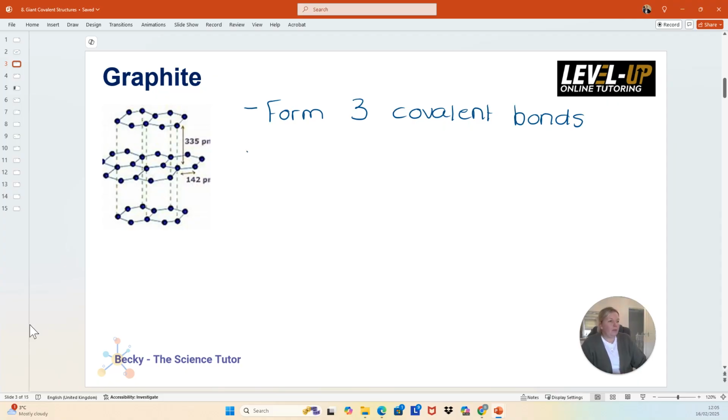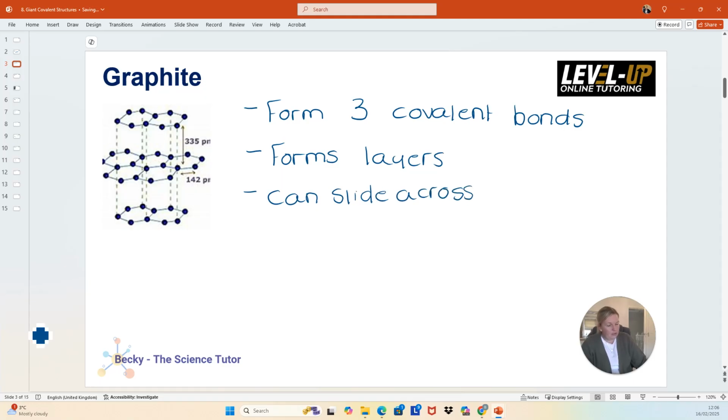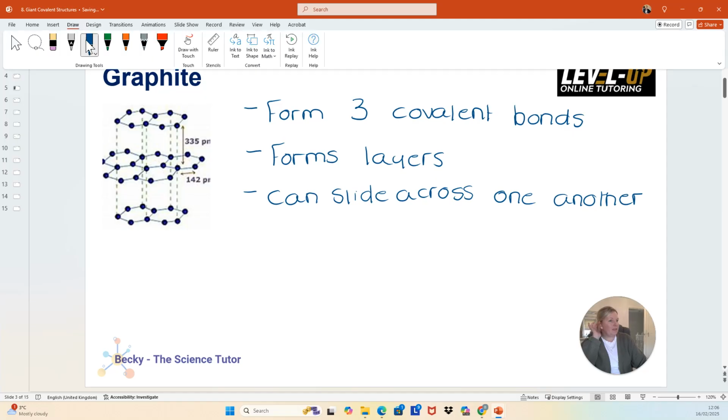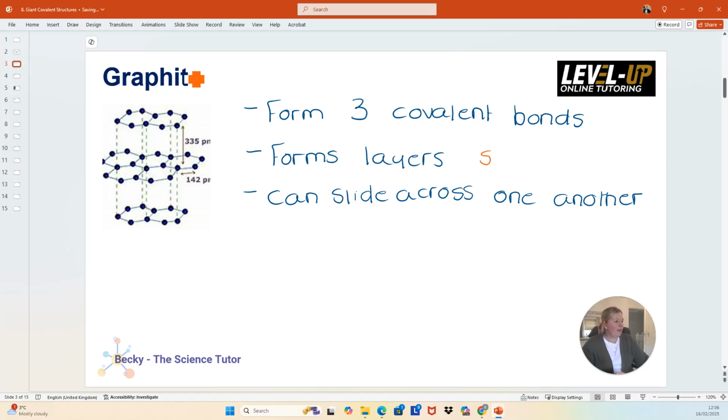Okay, so we're going to say that it forms layers, and those layers can slide across one another. So just like when we talked about metallic bonding, in those layers slide. And I'm just going to note here, if we just pop it in a different colour, this is why it is described as soft and slippery.